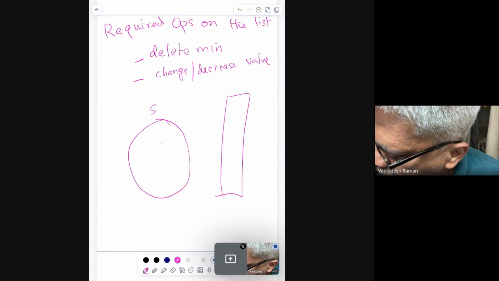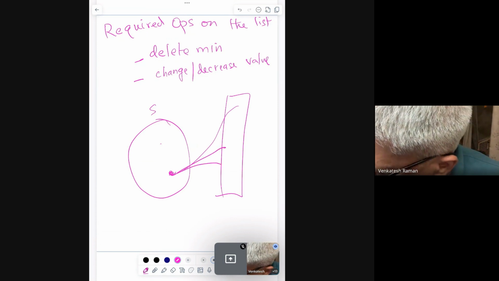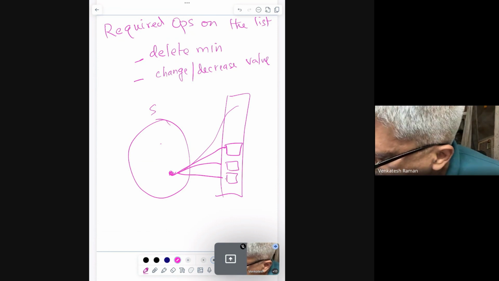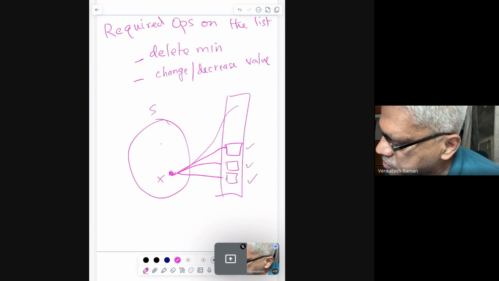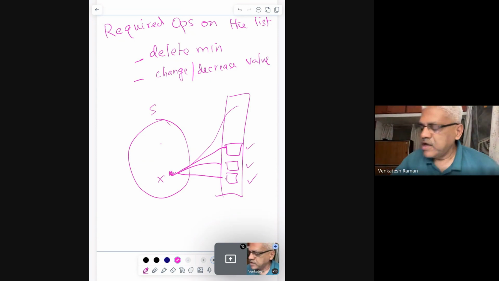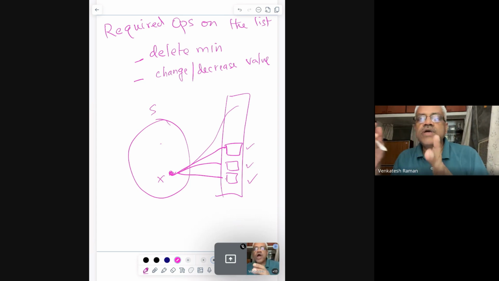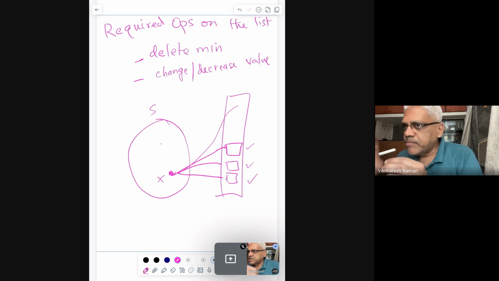The moment I add a new vertex from here, I look at its neighbors, look at their D values and see, can I change it? Because I added this new vertex, will it decrease? So I update these. So that means I need a data structure where I can maintain a set of numbers and support these two operations: delete the smallest element and change some element, decrease a certain value.